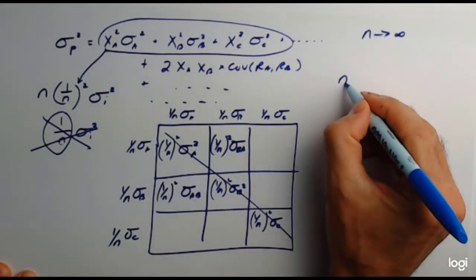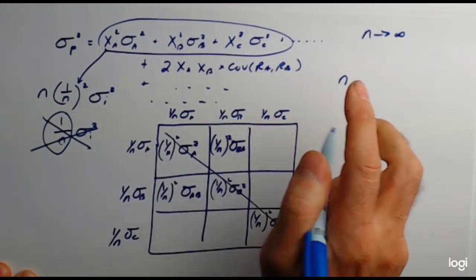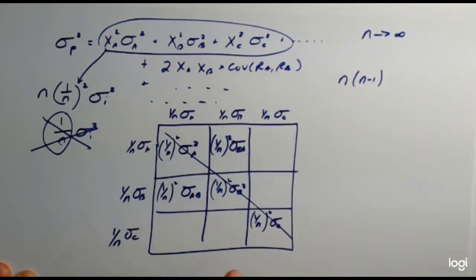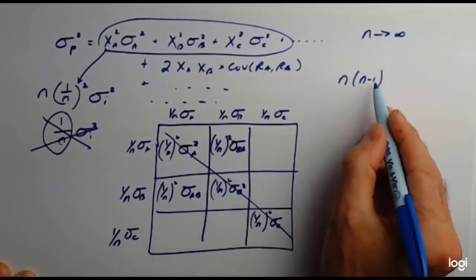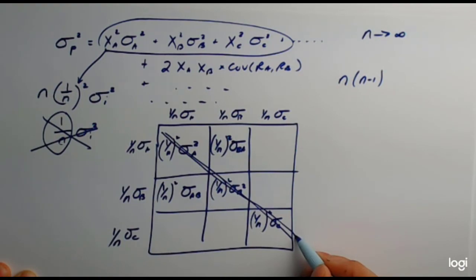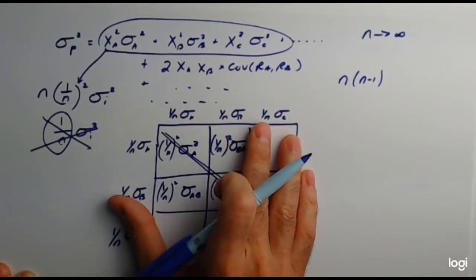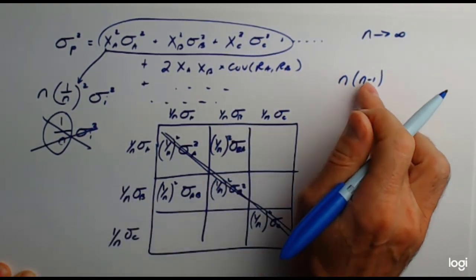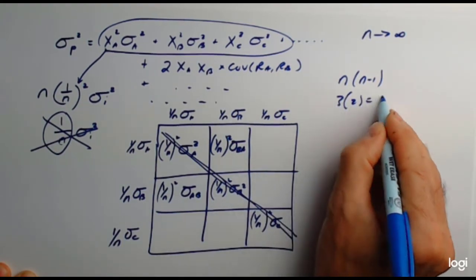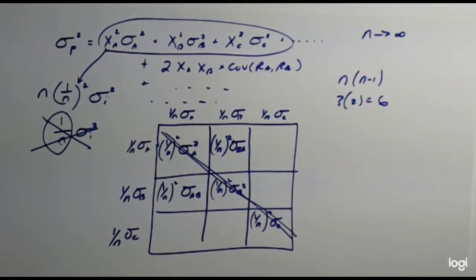You're going to have n, which is 1, 2, 3, times n minus 1 covariance terms. Now where do you get the minus 1? Well, the minus 1 is the main diagonal. You're going to have 3 times n minus 1. You're going to have 6 covariance terms to deal with. Six, well, I shouldn't say 6 different. You're going to get 6 covariance terms in total.